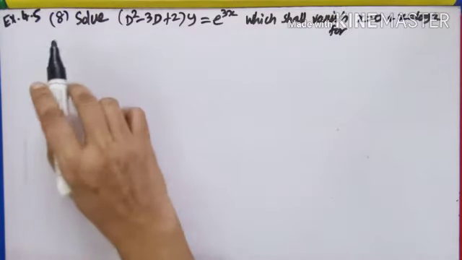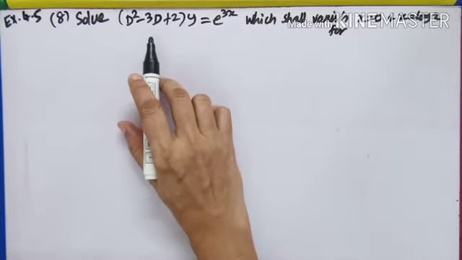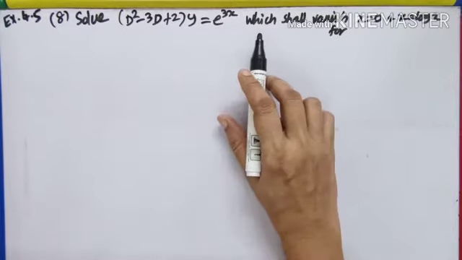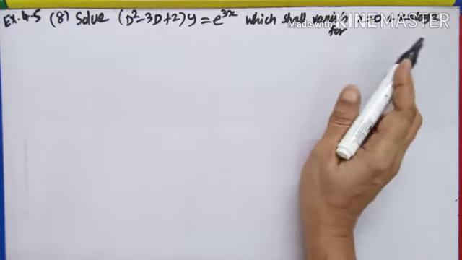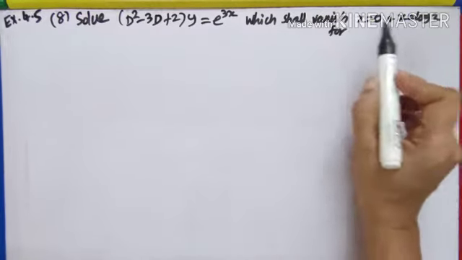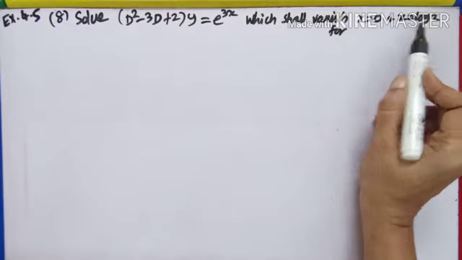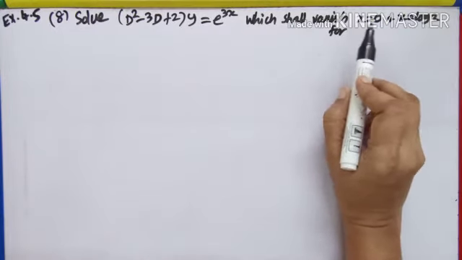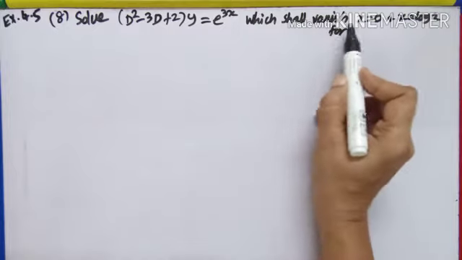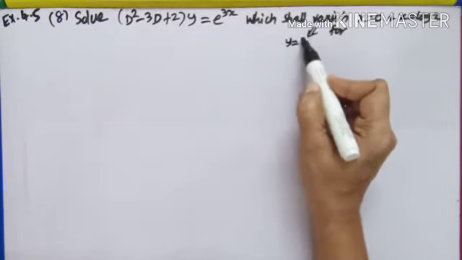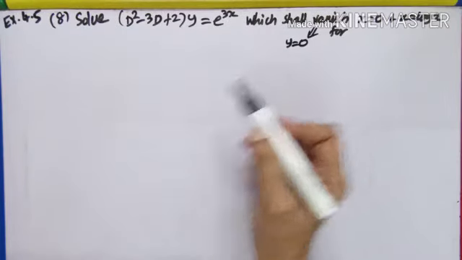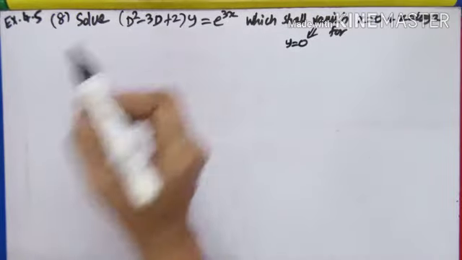Exercise 4.5, question number 8, solve. It is given which shall vanish for x equal to 0 and for x equal to log 2. So these two ideas will tell us how to find a and b. The word shall vanish implies y will become 0. We will proceed in the same pattern, LHS.